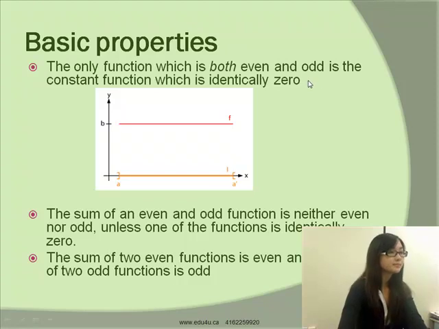Now let's take a look at the basic properties. The only function which is both even and odd is a constant function, which is identically 0. The sum of an even and odd function is neither even or odd, unless one of the functions is identically 0. The sum of two even functions is even, and the sum of two odd functions is odd.